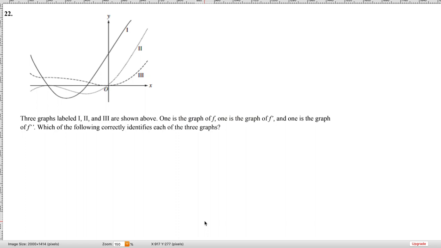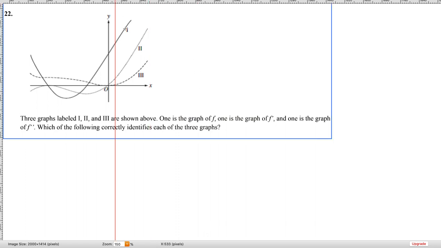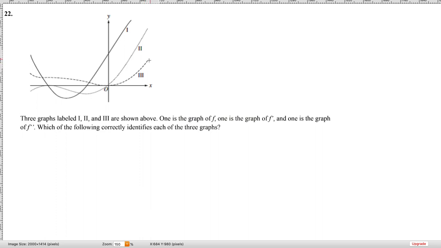This one is tricky because it's not so clear how they did graph number three, but we should be able to figure this out just by process of elimination and some reasoning. They give us three graphs and tell us that they are related in a certain way: one is f, the original function, another is its derivative, and the third is its second derivative. We need to figure out which one is f, which one is f prime, and which one is f double prime.